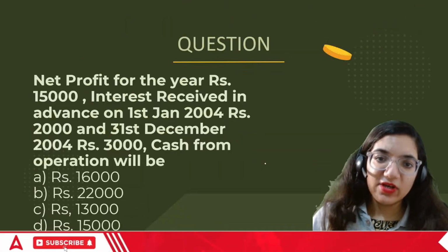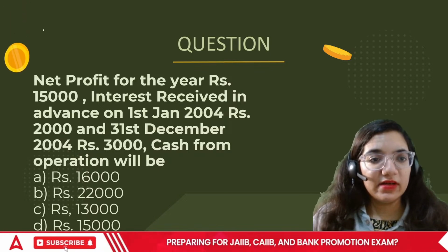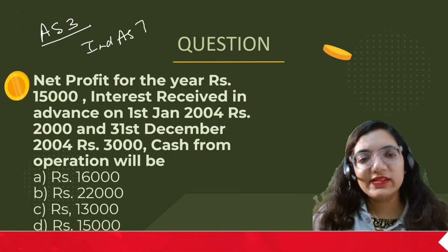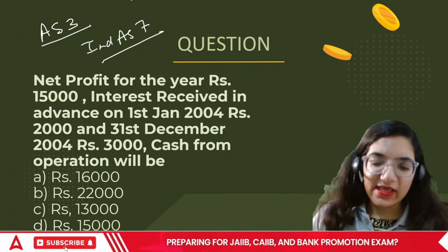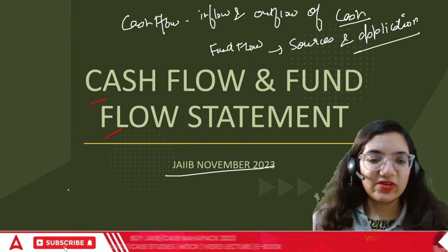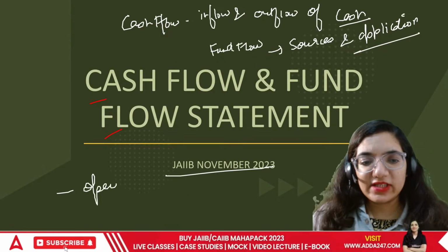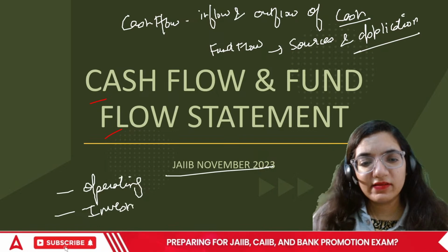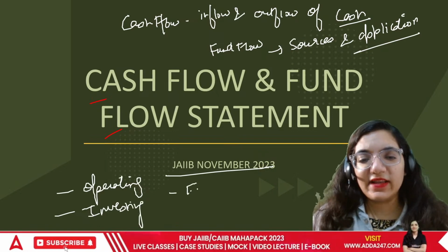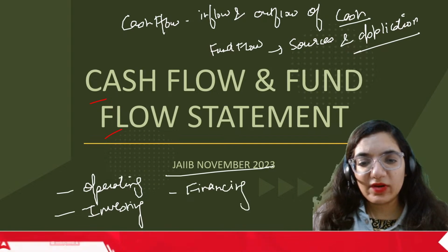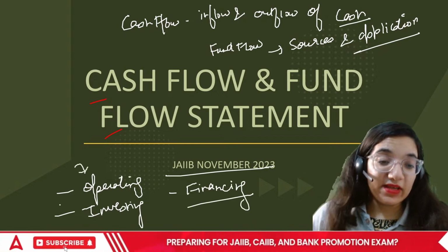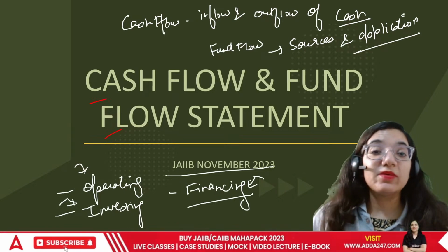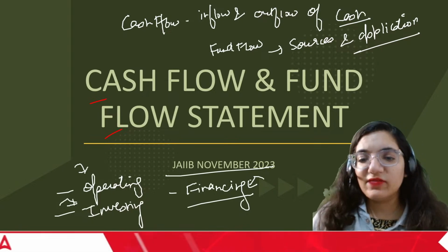If we talk about cash flow, it is also covered under Accounting Standard 3 and IND AS 7. Right? In cash flow statement, they have three kinds of activities: operating, investing, and the last one is financing. The one that relates to our business is called operating. The one that relates to our assets is called investing. And the one that relates to the arrangement of funds for the business, that is called financing.